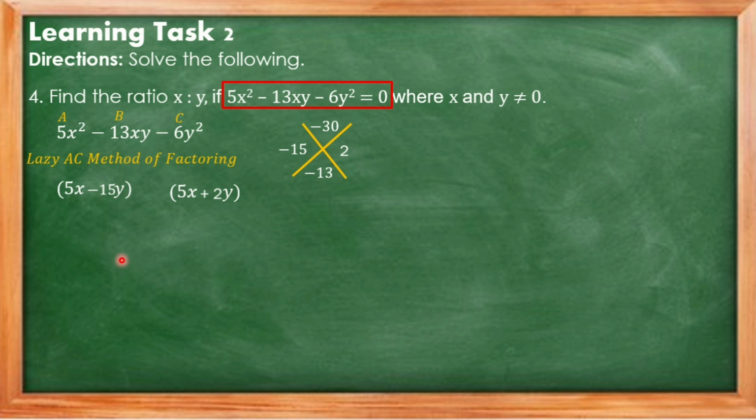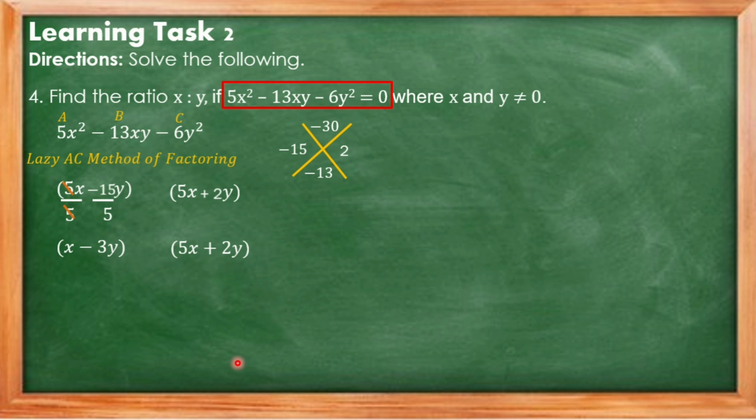Yan. So anong pwedeng makadivide sa 5 at saka sa 15? Okay, so pwede siyang i-divide sa 5. So, divide lang natin siya sa 5. So, 5 divided by 5 is equals, x na lang natira dito. Tapos, 15 divided by 5 is equals to 3. So, copy lang natin yung y. Anong pwedeng makadivide sa 5 at saka sa 2? Okay, so wala. Kaya, i-bring down lang natin yan. So, ito ngayon yung factor ng equation na ito.